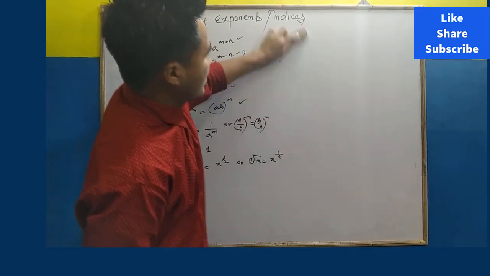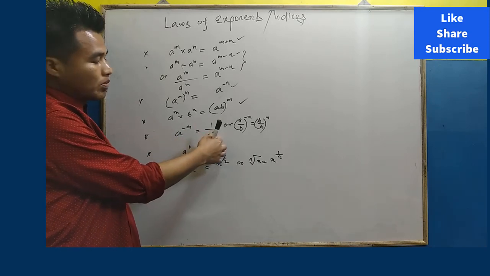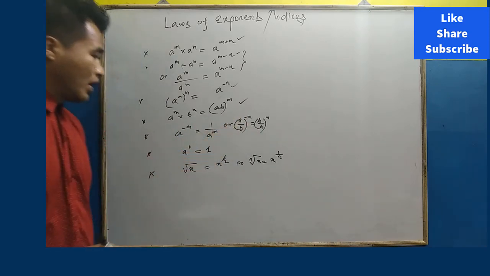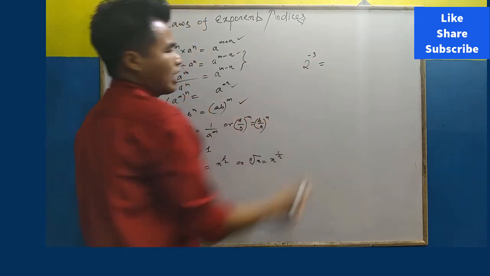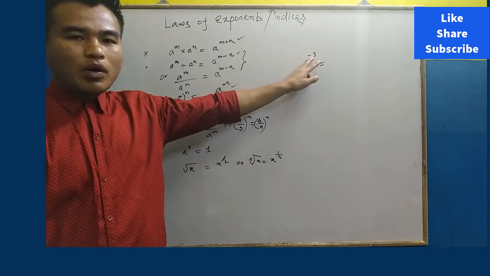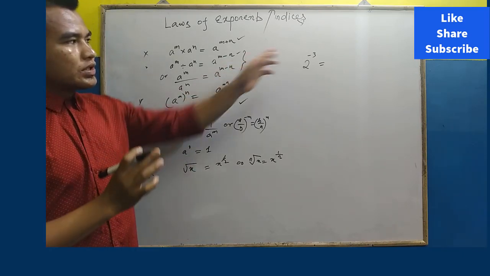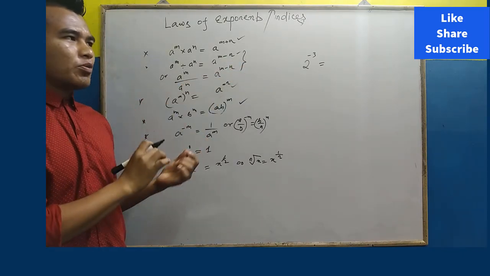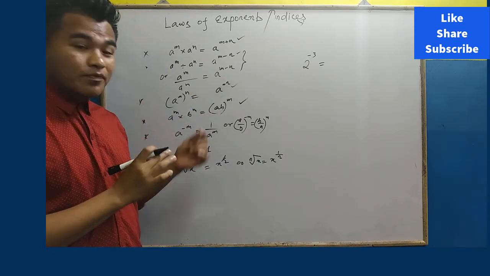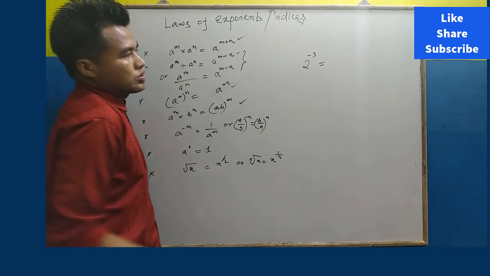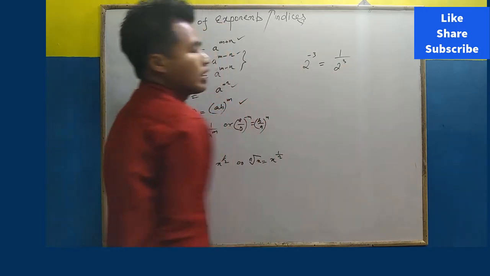Now let us learn how to apply the next law, which is a to the power minus m equal to 1 by a to the power m. For example, 2 to the power minus 3. Here I have a negative exponent. If you want to change this into positive, negative exponents may confuse how to calculate a negative power, so you write 1 by 2 to the power 3, taking the reciprocal, and then it is positive.